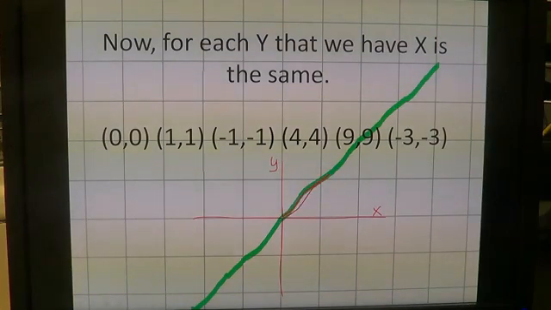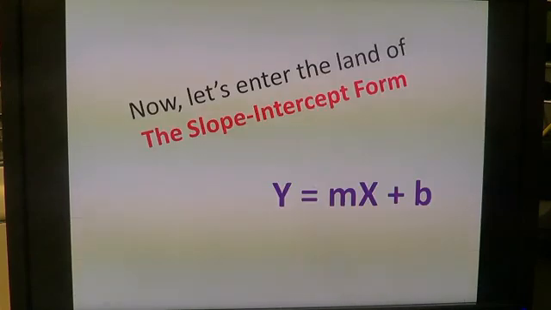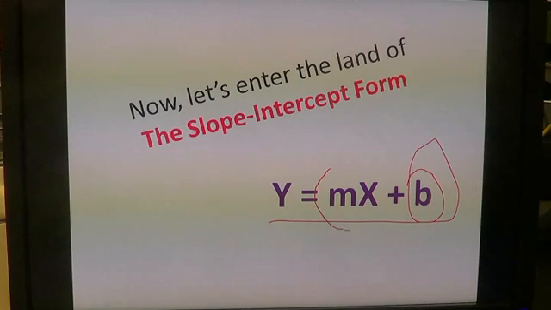And so for each one that we go over, we go up 1, and that gives us a positive 1 slope. Now, though, let's enter the land of the slope-intercept form, this y equals mx plus b, and we'll find out what is so magical and special about the b and the m.